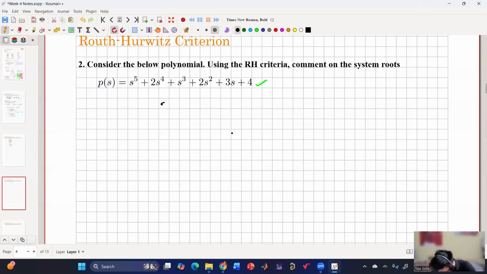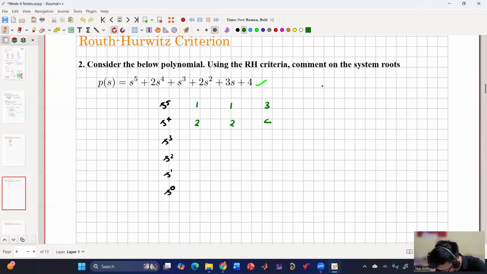I hope you are also solving along with me. So s to the power 5, s to the power 4, s to the power 3, s to the power 2, s to the power 1, s to the power 0. In the first row, what are the elements? 1, 1, 3. Very good. And the second row? 2, 2, 4.